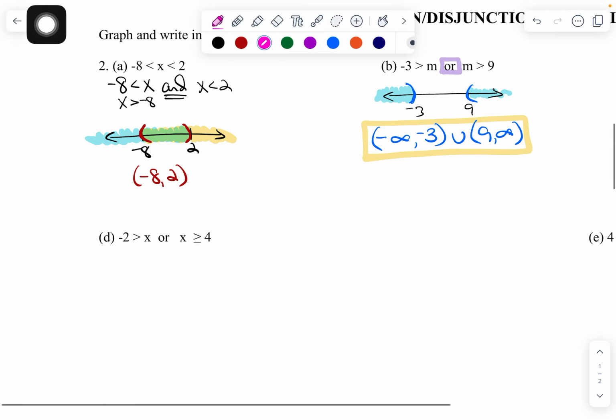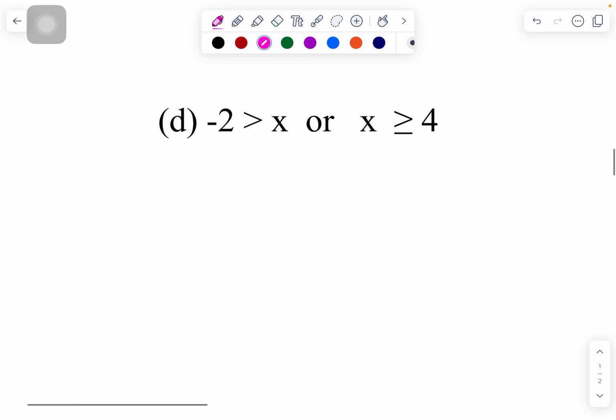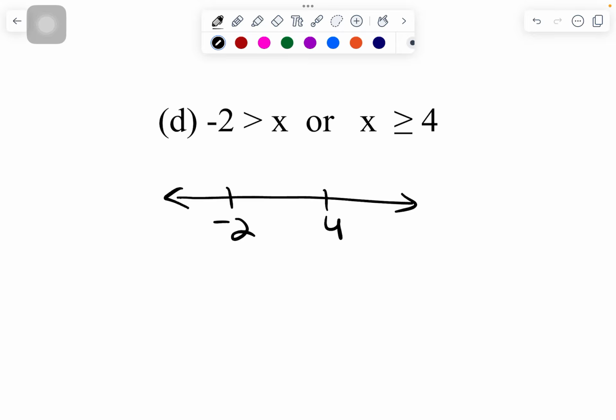All right, so let's see. Part D, we have a disjunction. So graphing up my disjunction here, I've got -2, +4. And these are just graphed separately, right? Each one does not interfere with the other one.